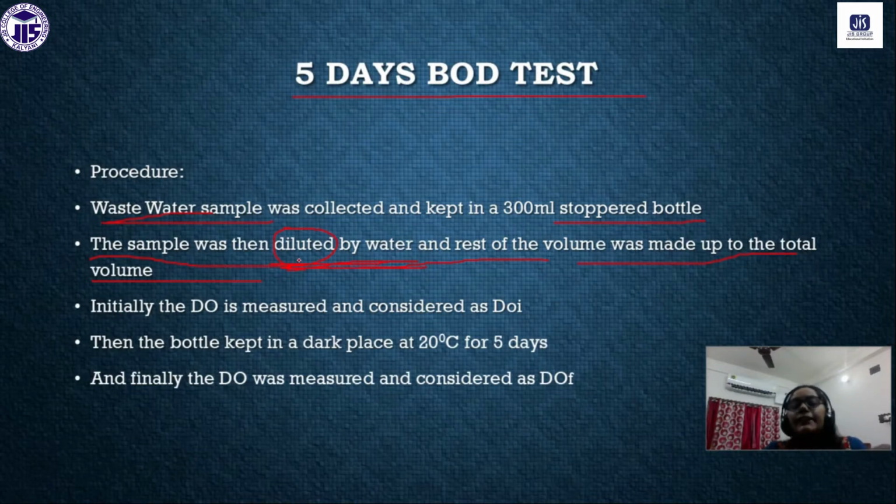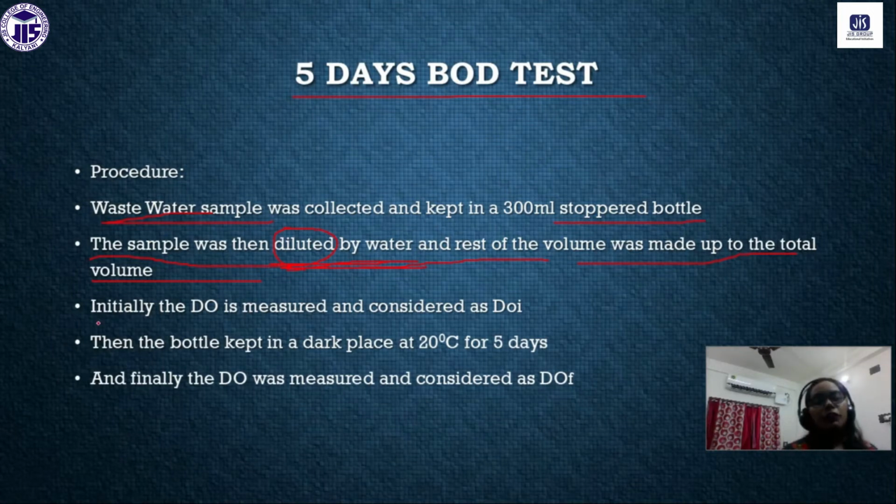Understand? These are the kind of questions you can have in your exams very frequently. Why do we use the stoppered bottle during the reaction? Why do we dilute our wastewater sample? Okay, so these are the answers. Now, what will happen after that?